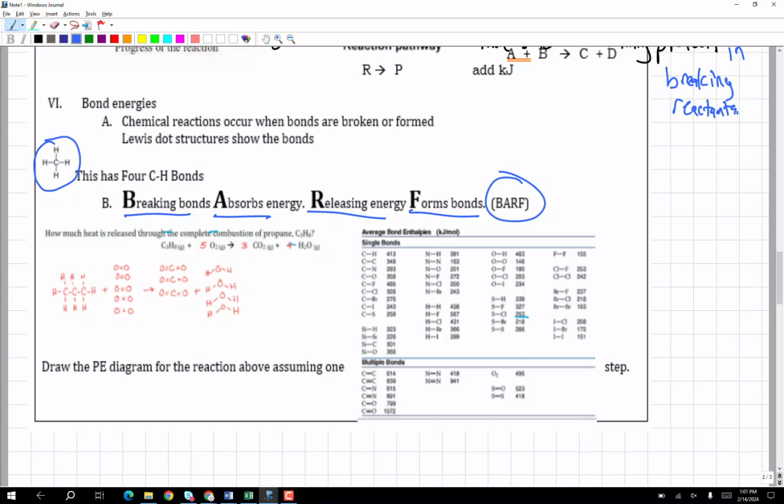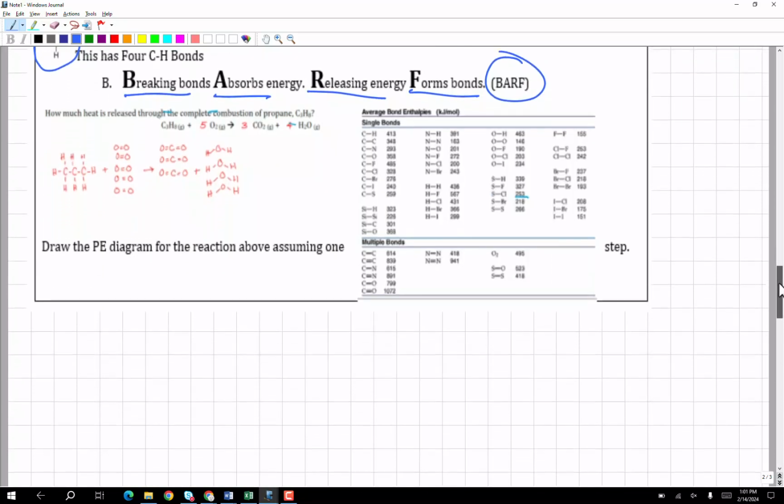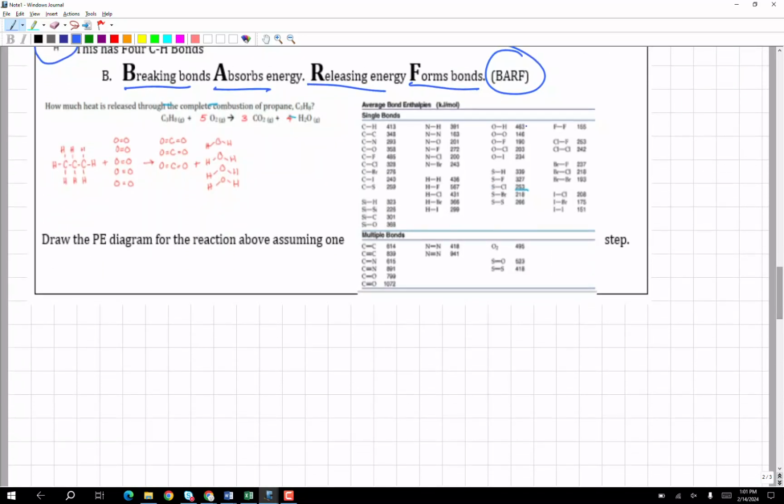Now we're going to actually calculate this. This means breaking is positive, forming is negative, and I'm just going to combine them.